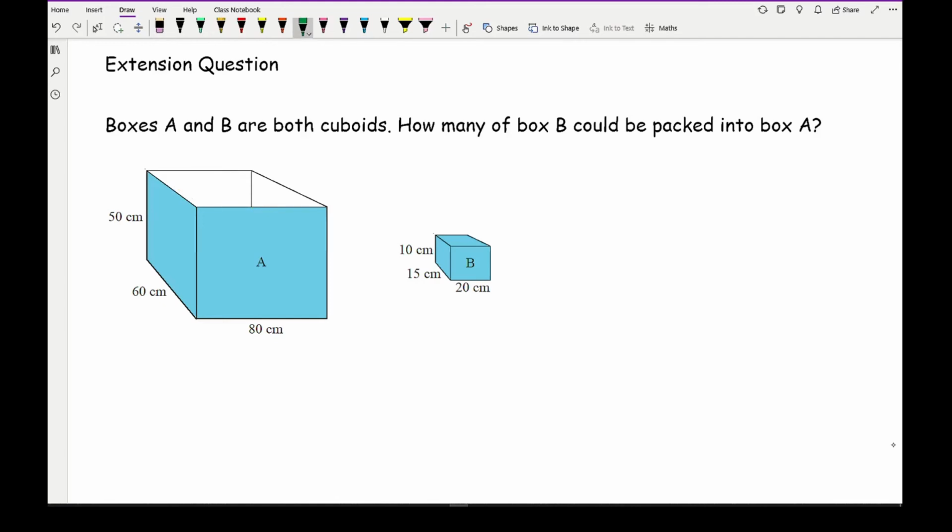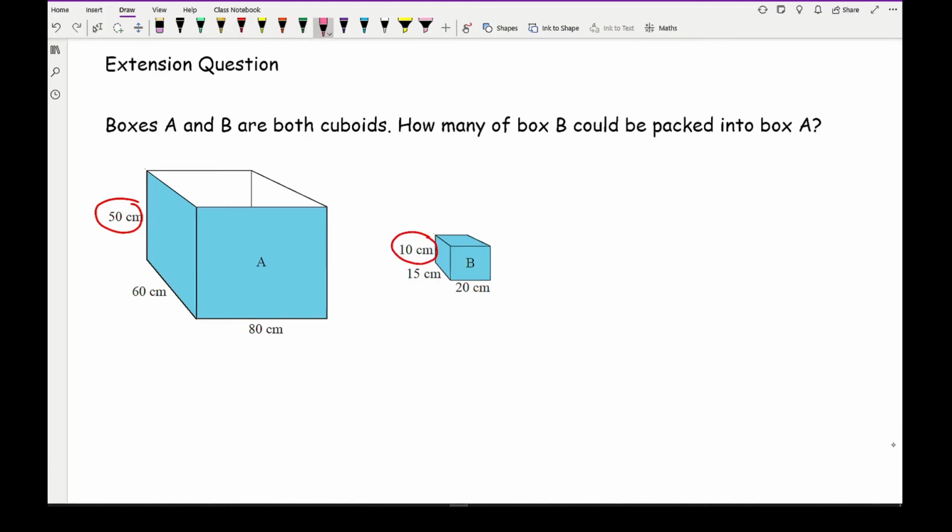Now for this, we've got three lengths. We've got 10, we've got 15, and we've got 20. Now what you want to do is see which of the three dimensions fits nicely with these three numbers. So looking at 50 centimeters, which side would fit nicely? Well, 20 doesn't go into 50, so that's not nice. 15 doesn't go into 50, but 10 does. So I'm going to match up 50 with 10.